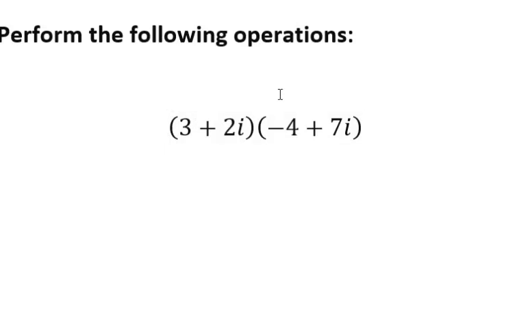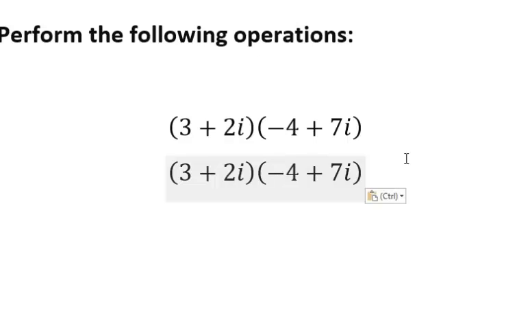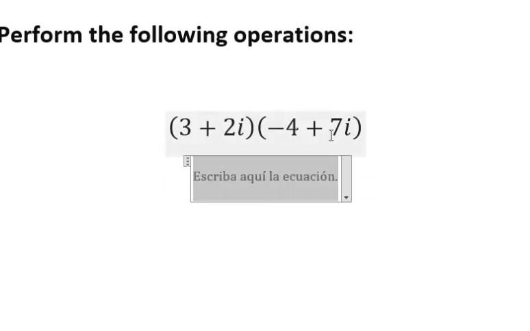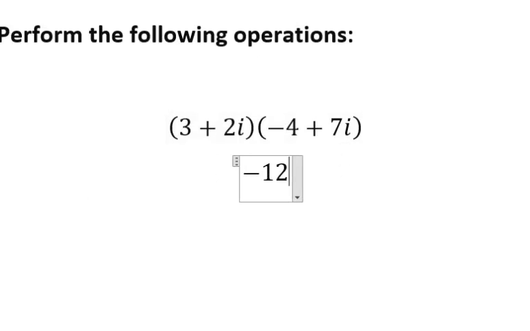Basically, what we're going to have to do in here is use distributive property. We're going to use distributive property a lot, so it would be better if you're already used to it. If not, a little bit of practice is not going to do anything wrong. So we're going to multiply the number 3 with minus 4 and with 7i. So 3 times minus 4 would be negative 12. Then 3 times 7i would be positive 21i.